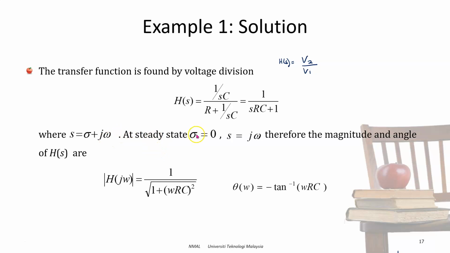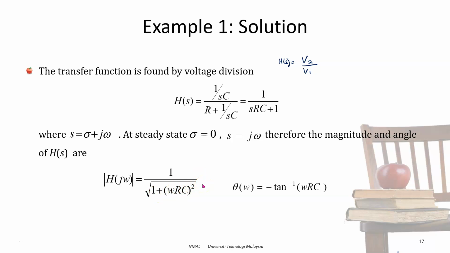However, at steady state, sigma is equal to 0. So we can replace s here with j omega, and therefore the magnitude and angle of H(s) now become H(j omega). We take this equation, and it will be equal to 1 divided by the square root of 1 plus (omega RC) squared.